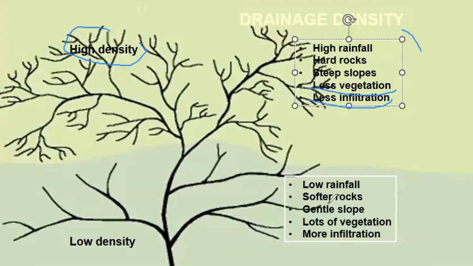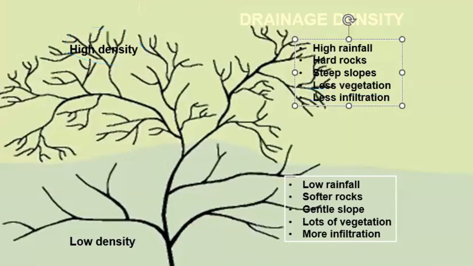Then the slope might be gentle. If the slope is gentle, it means less surface runoff, more infiltration, and lots of vegetation. Like I told you, lots of vegetation acts as the binding factor of the soil, with more infiltration and less surface runoff. So those are the aspects that are going to be applicable under that line. Meaning that map work can also be applied on drainage density. Hope it is clear, learners.